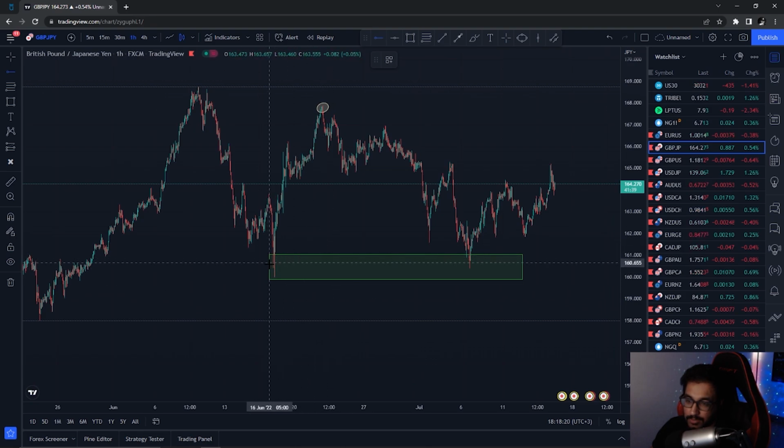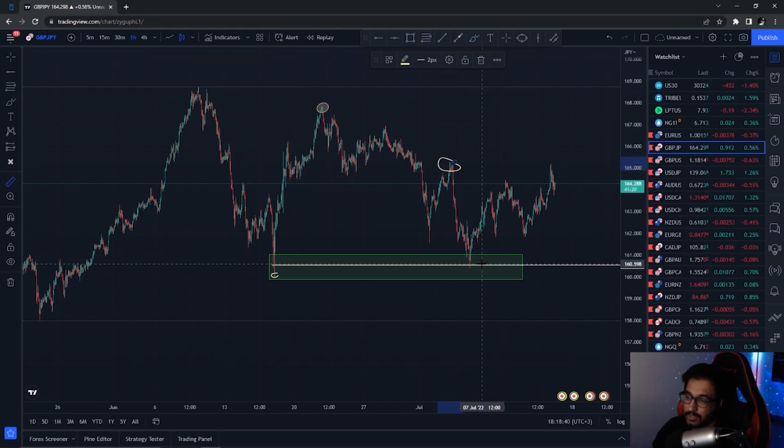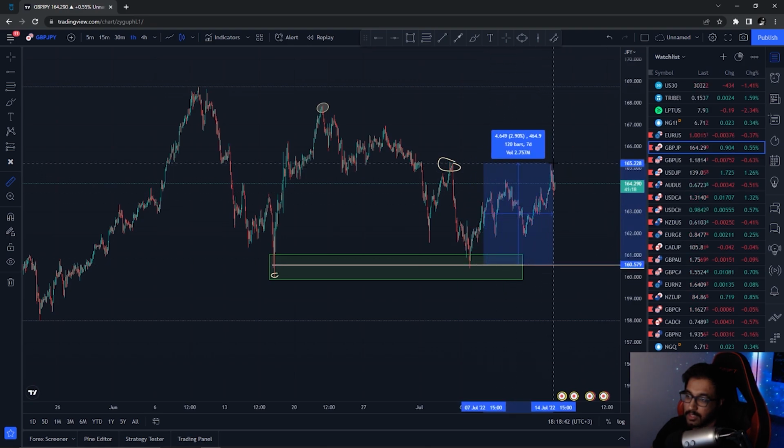Whenever the market comes back to a zone, I trade at the half. I enter the market at the half. My stop loss, of course, will be just below this lowest low. And my take profit would be at the nearest point of liquidity, which is here. So you guys can see if the market comes back to that zone, this is about 500 points, 500 pips in profit.